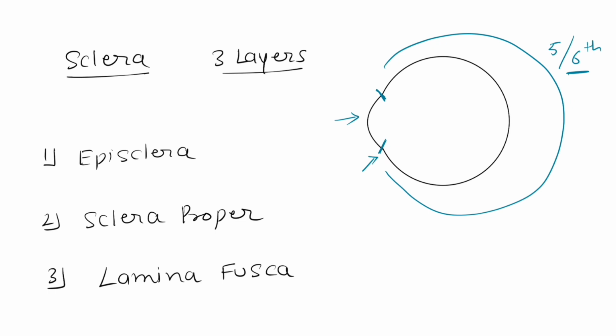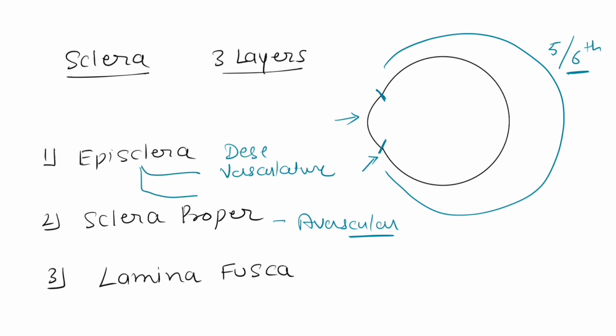So sclera has got three layers in total. These are episclera, which has the dense vasculature. Then we have sclera proper, which is avascular, and it gets its nutrition from episclera, because episclera has two vasculatures. One is superficial and one is deep. So this deep one is supplying the sclera proper also, and the third layer is lamina fusca.